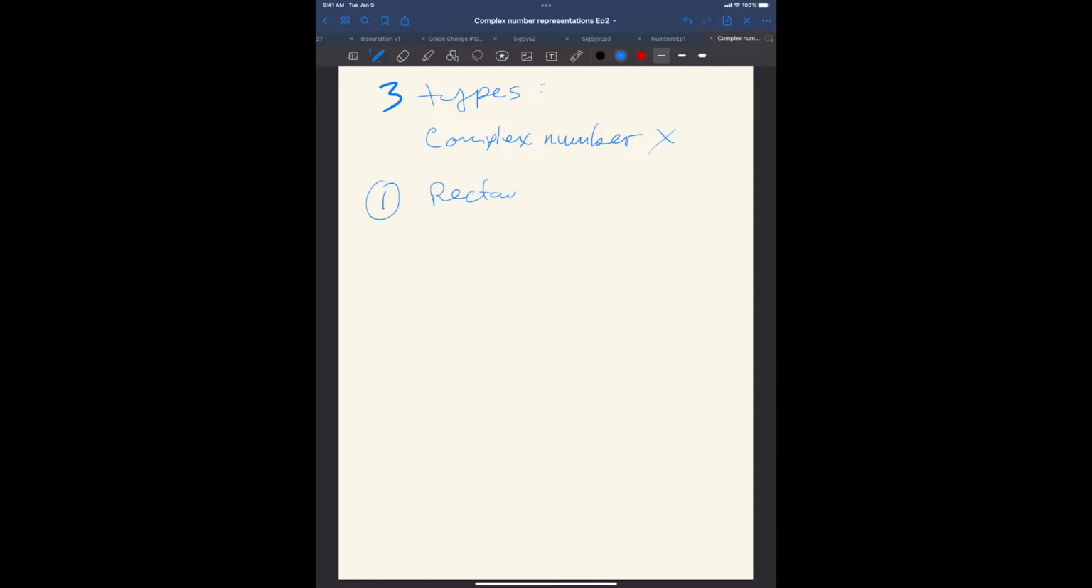Rectangular coordinates mean that we're going to write x as a plus jb, where the real part of x is a, and the imaginary part of x is b. j is the imaginary unit value, square root of minus 1.